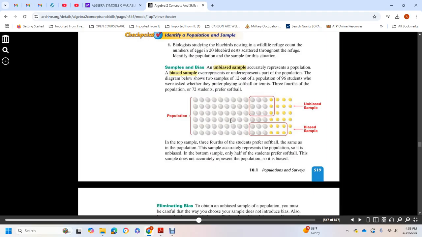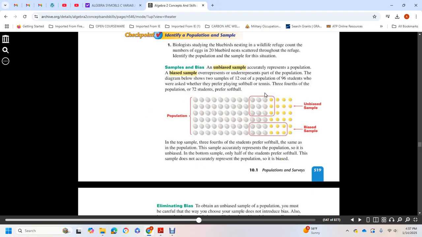The diagram below shows two samples of 12 out of a population of 96 students who were asked whether they prefer playing softball or tennis. 3/4 of the population, or 72 students, prefer softball. In the top sample, 3/4 of the students prefer softball, the same as in the population. The sample accurately represents the population, so it is unbiased. In the bottom sample, 1/2 of the students prefer softball. The sample does not accurately represent the population, so it is biased.